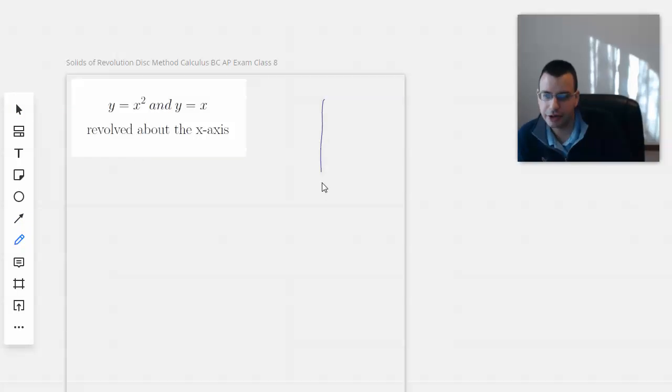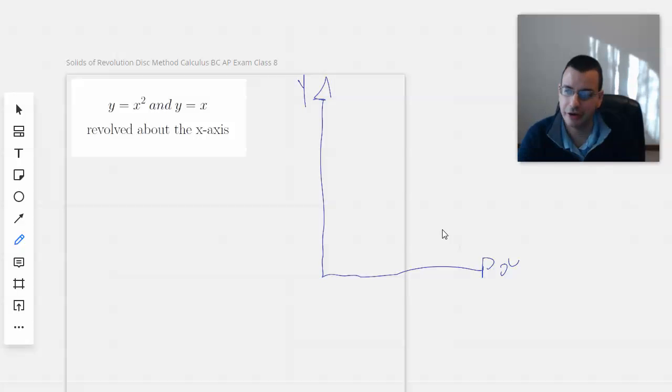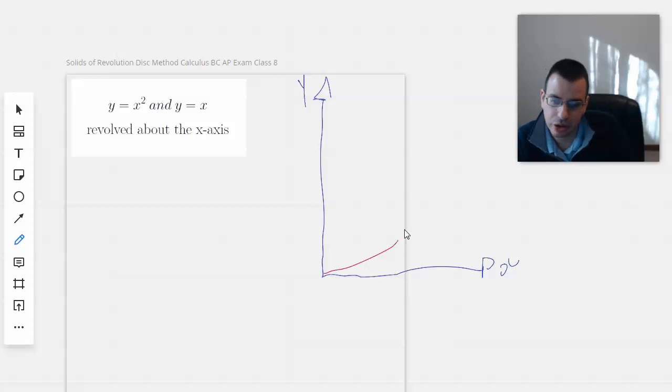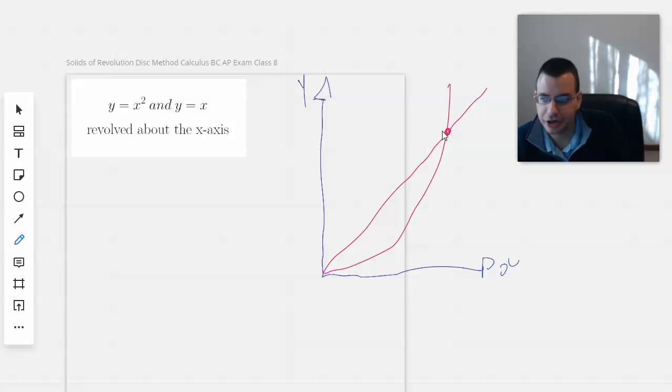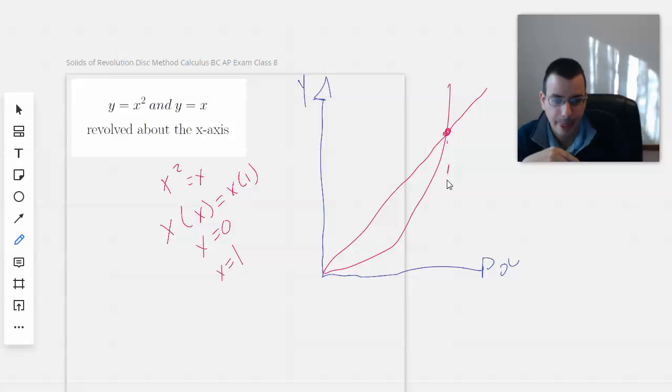So we have... Come on, straight lines, don't fail me now. Surprisingly adequate. We have a y up here, x over here. And we have y equals x squared, kind of like that. And then y equals x, kind of like that. And they're going to intercept where x squared equals x, factor out x, x times x equals x times 1, x equals 0, x equals 1. Okay. And then when we plug in 1 on the y side, we also get 1.